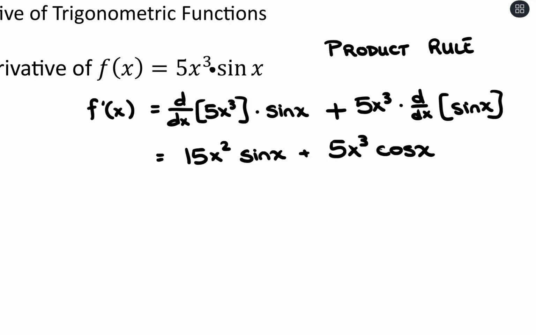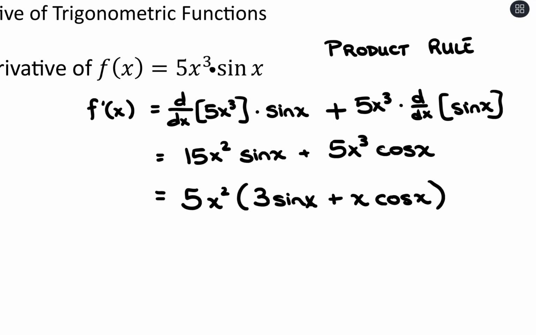And we could leave it like this. Some good practice would be looking for greatest common factors that could come out. So we could divide out a 5 and an x squared to leave us with 3 sine x plus x times cosine x. Doesn't change much here because there's nothing to cancel out, but just for the sake of practice, we could leave it in that factored form.